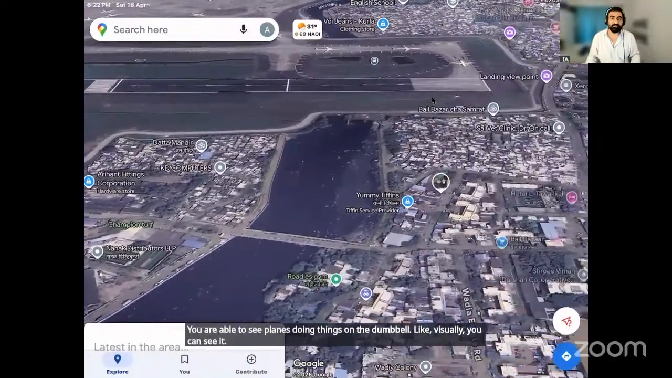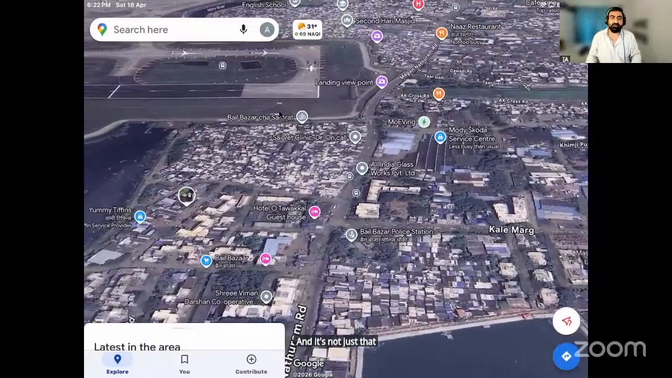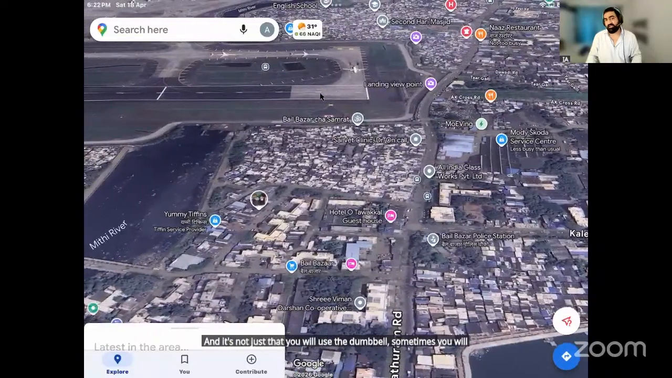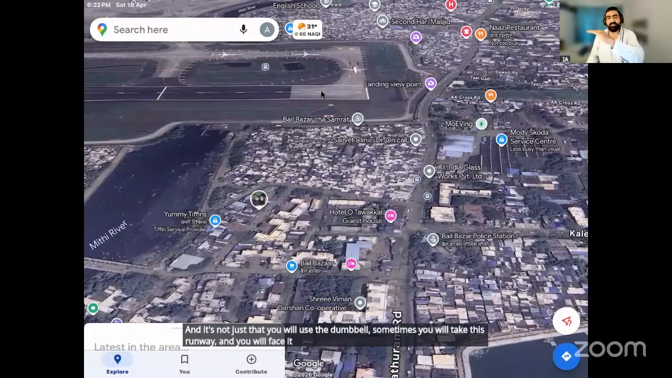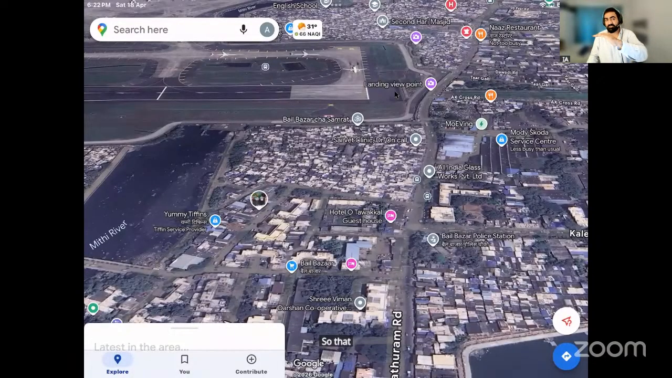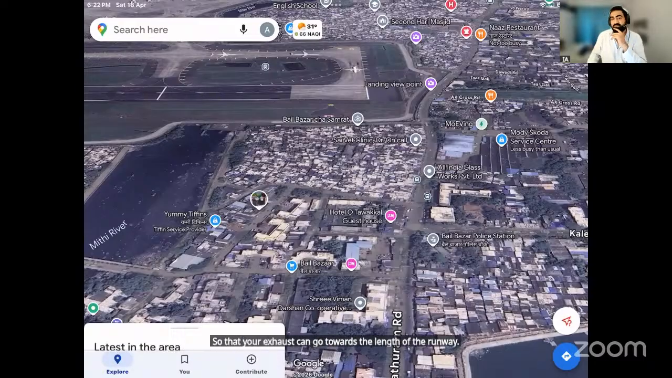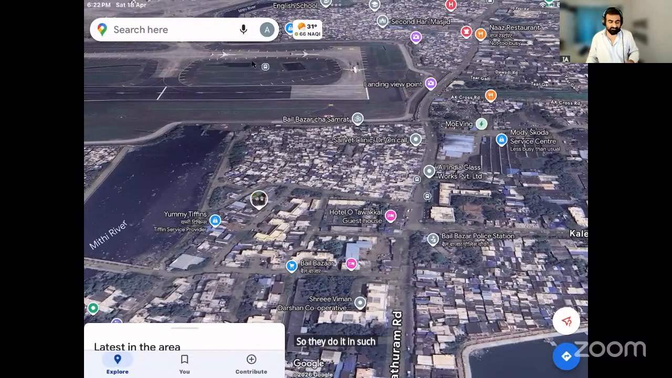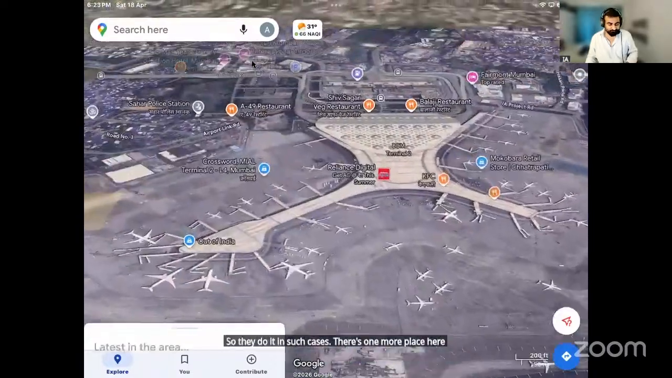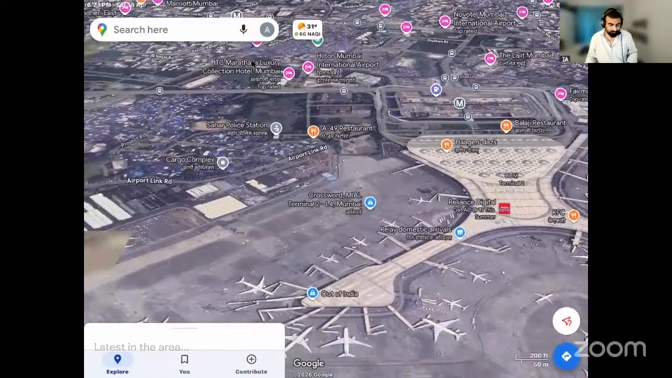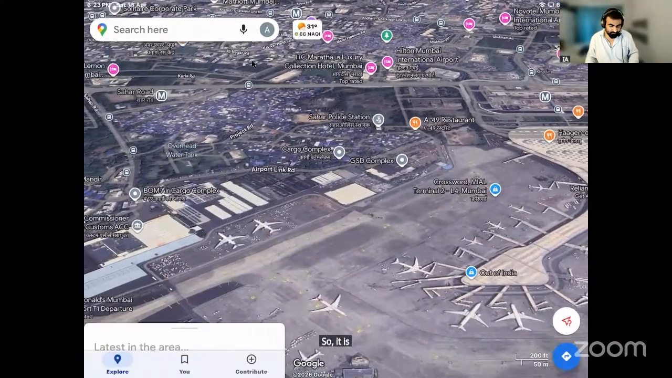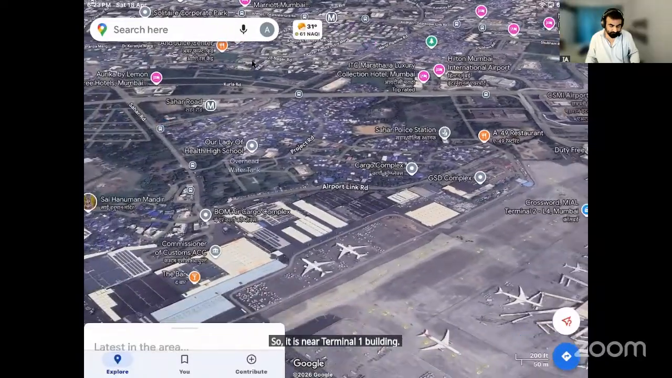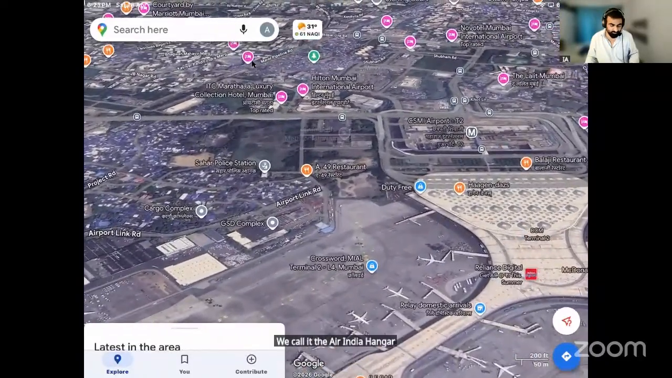I've seen it personally. And it's not just that you will use the dumbbell. Sometimes you will take this runway and face it in the opposite direction of the traffic so that your exhaust can go along the length of the runway. So that way also high power run-ups are being done. Engineers do high power run-ups and sometimes pilots do it before takeoff, if need be. So they do it in such cases. There's one more place here, near the Terminal 1 building. We call it the Air India Hangar East Wing. Here only somewhere.